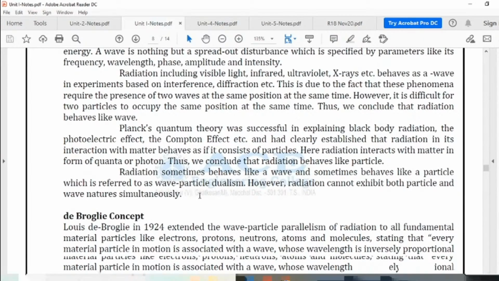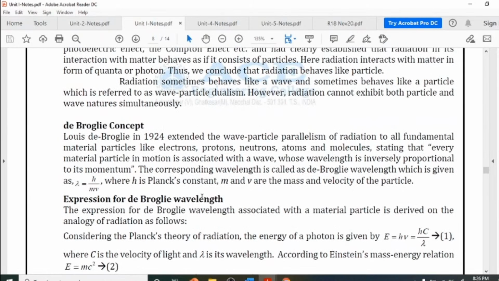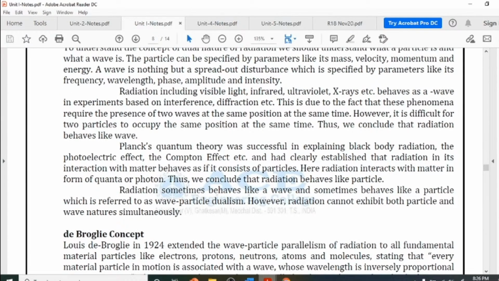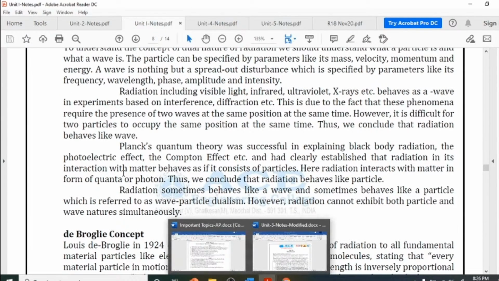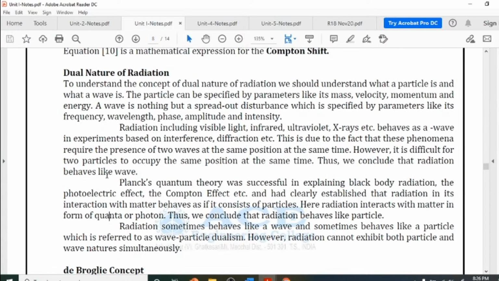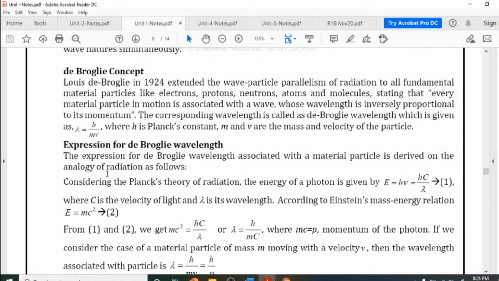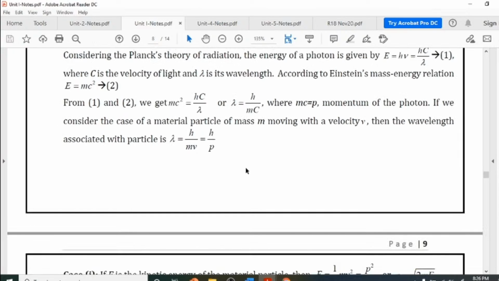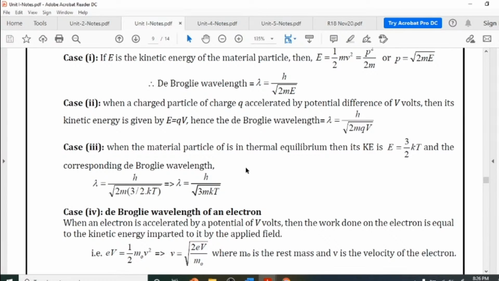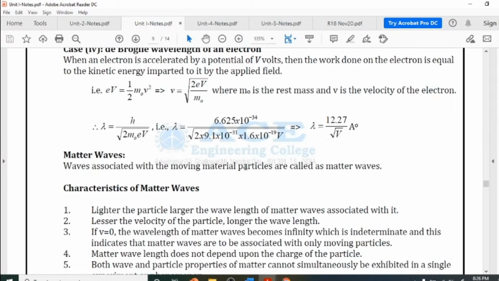And then de Broglie concept, dual nature of radiation. Dual nature of radiation is a much more asked question, let me tell you. This is 2 or 3 paragraphs. You can easily get it, understand and write it down. The de Broglie concept is even easier. Louis de Broglie extended wave particle parallelism of radiation to matter. That means every material particle in motion is associated with a wave whose wavelength is inversely proportional to its momentum. There is an expression for de Broglie wavelength which you can see in the notes and prepare.